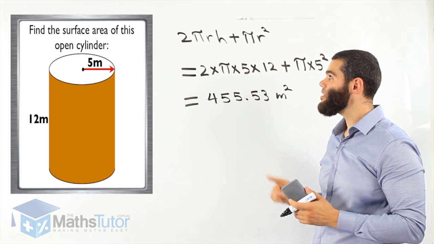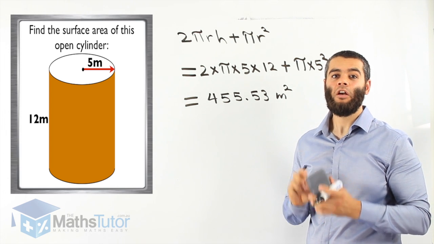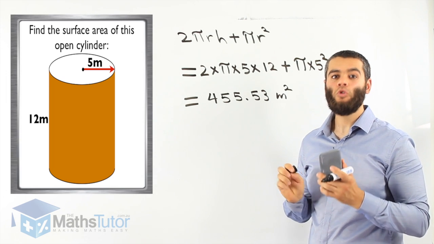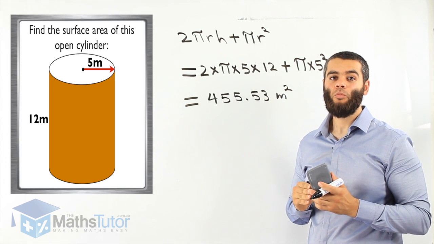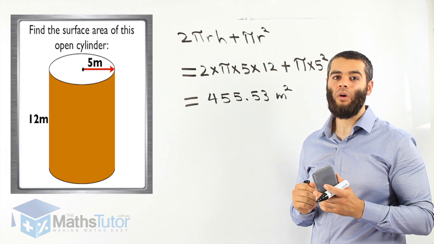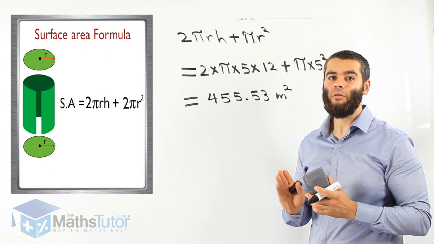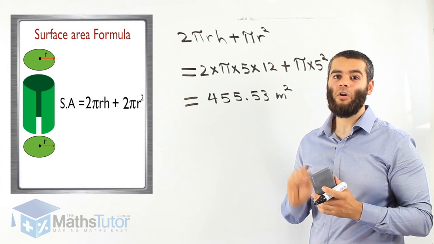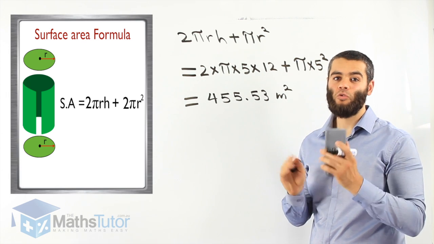Don't forget, this is the formula. Make sure you memorize it. 2 pi rh plus 2 pi r squared for a closed cylinder, and 2 pi rh plus pi r squared for an open cylinder, with only the working out of one circular end down the bottom, or sometimes even over the top. But remember, the formulas can be modified. But the main formula is 2 pi rh plus 2 pi r squared.